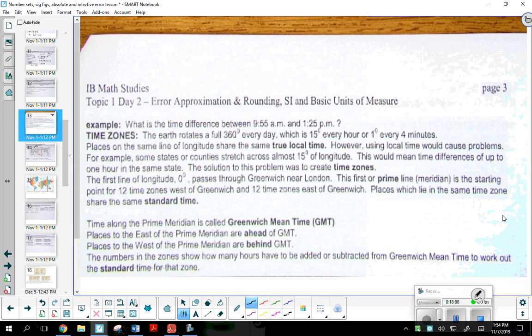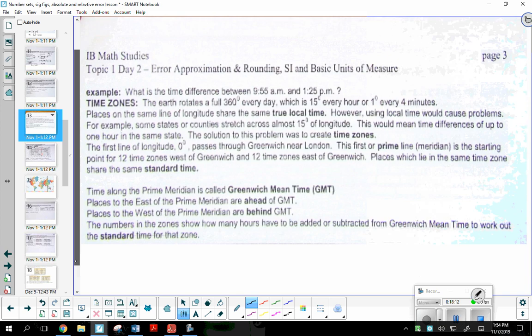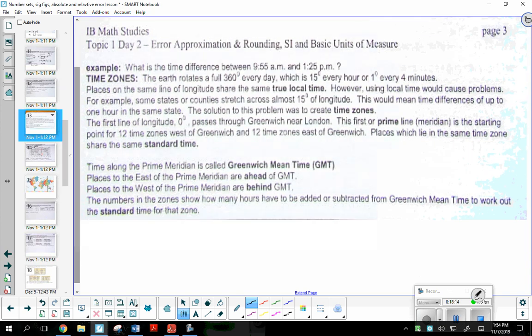Places which lie in the same time zone share the same standard time. Okay, so a little bit of notation here. Time along the prime meridian is called Greenwich Mean Time. That's what GMT stands for. You've probably seen that at some point. Places to the east of the prime meridian are ahead of GMT. Places to the west of the prime meridian are behind GMT. The numbers in the zone show how many hours have to be added or subtracted from Greenwich Mean Time to work out the standard time for that zone.